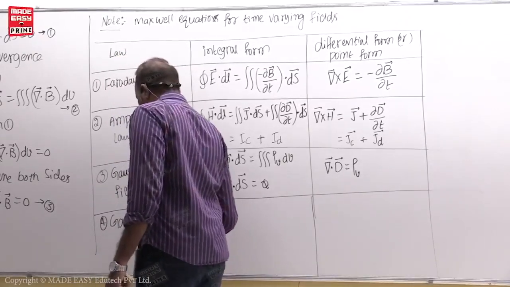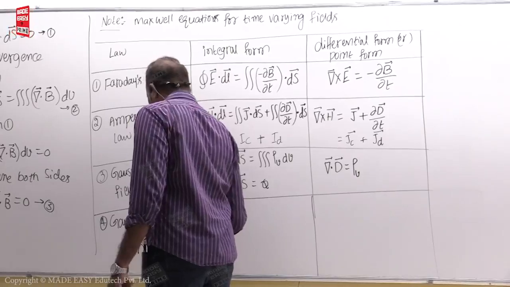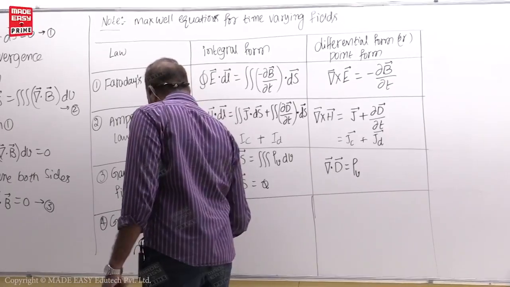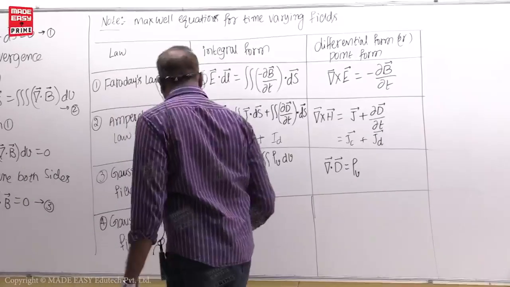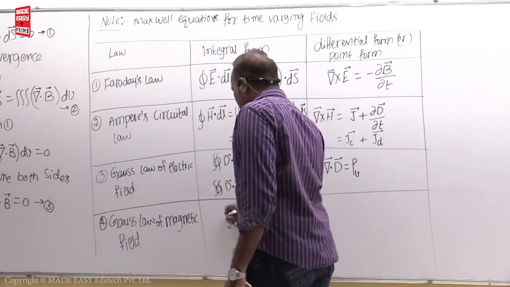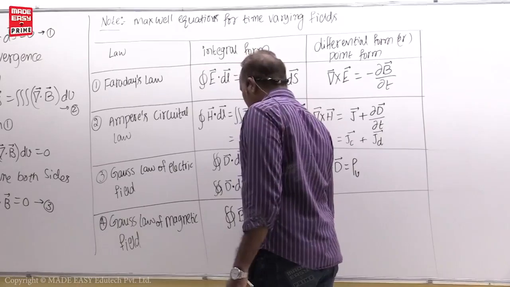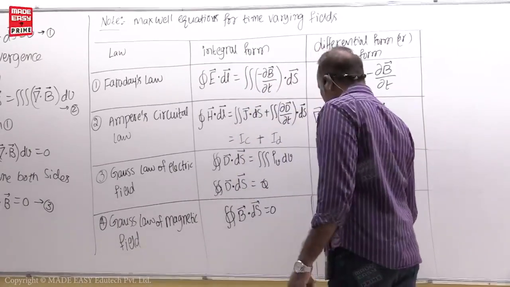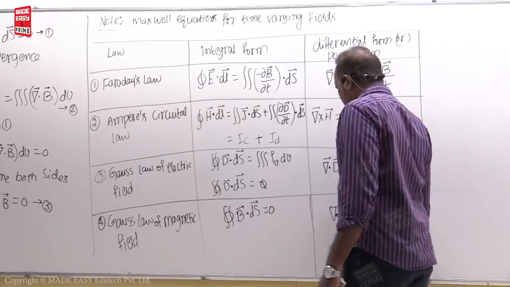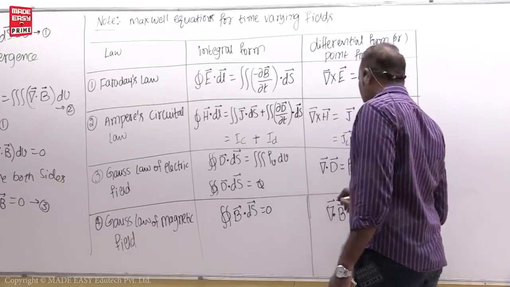Gauss law of magnetic field is closed double integral B bar dot ds bar is equal to 0. So divergence of B bar is equal to 0, you got.